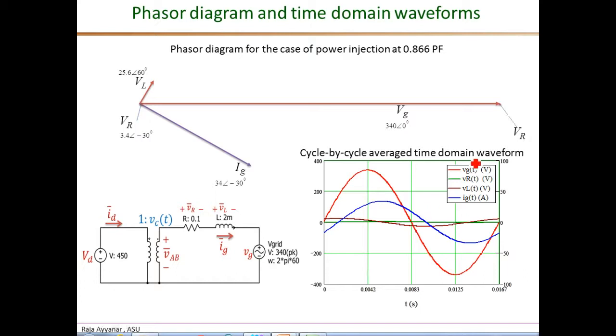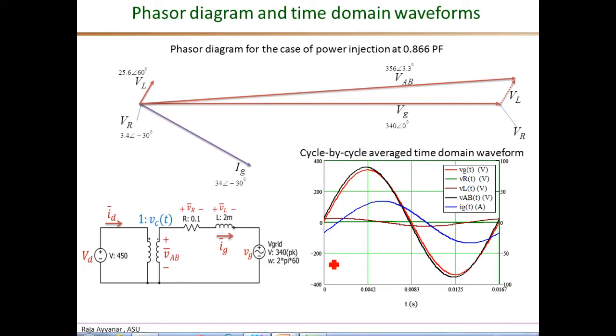Okay, then adding the VR and VL phasor to VG. So that's VG plus VR plus VL. I just took the VR and VL from here and put it at this point. So the sum VG plus VR plus VL is equal to this VAB. And so the VAB phasor has a magnitude of 356 volts with an angle of 3.3 degrees. So this angle here is 3.3 degrees.